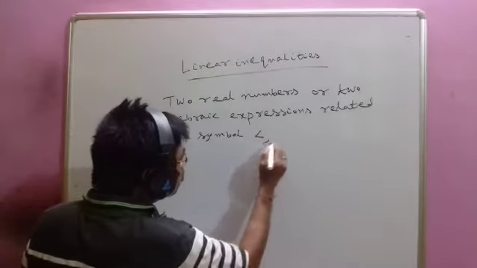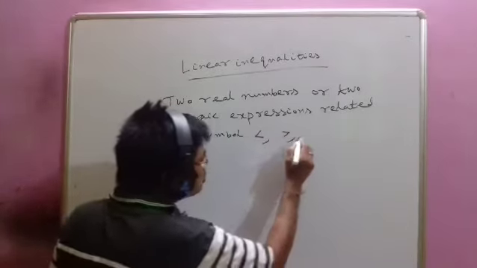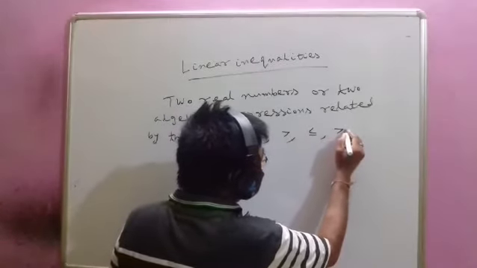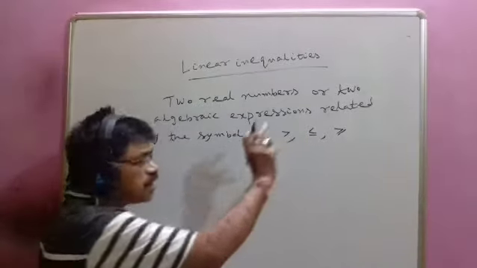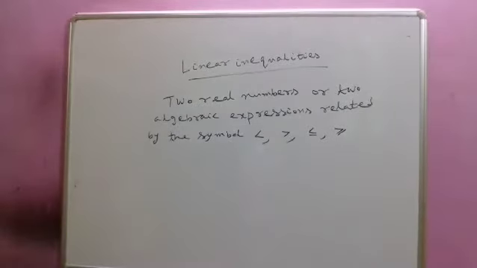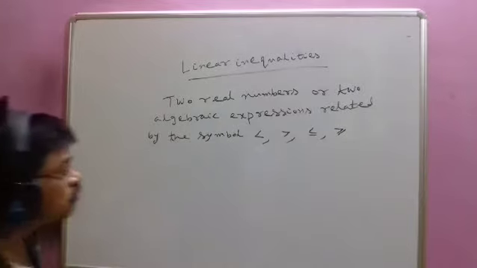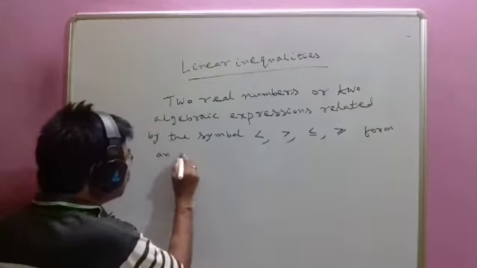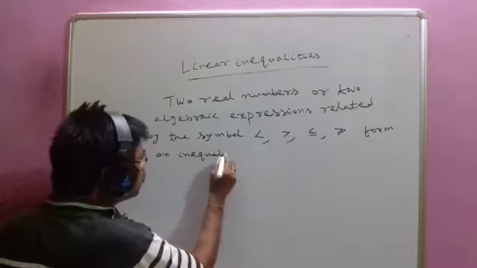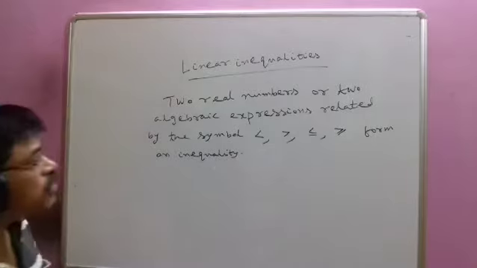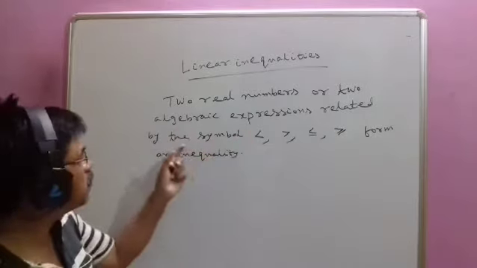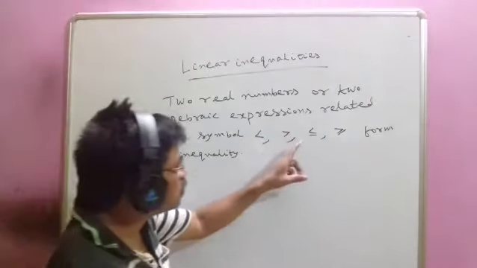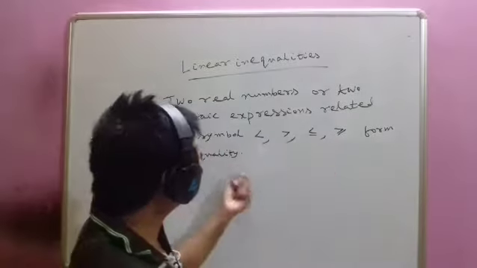This is the symbol for less than, this one is greater than. So by the symbol less than, greater than, or less than equal to, or greater than equal to. This is read as less than equal to, this is read as greater than equal to. So they form an inequality. Two real numbers or two algebraic expressions related by these symbols form an inequality.